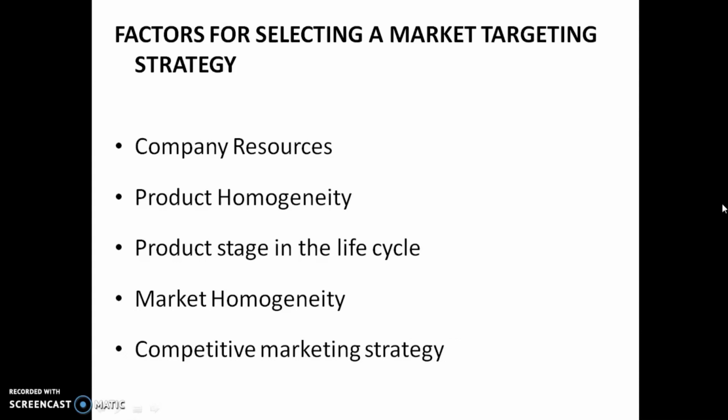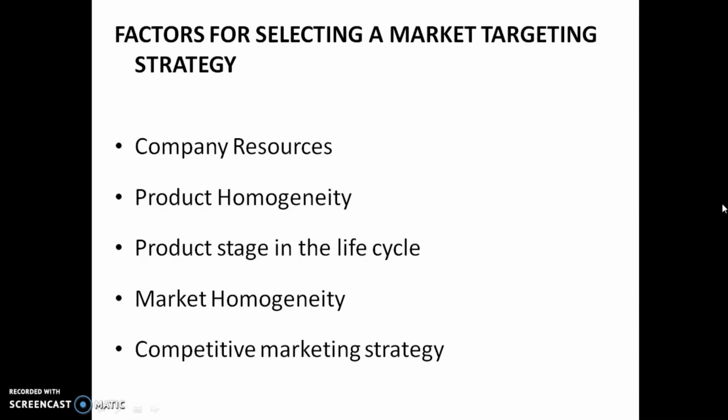And last but not least, as the product gains its own interest in the customer's mind, they will be planning for a differentiated marketing strategy. So this is the third factor, the product stage in the life cycle. In the life cycle, it has stages like undifferentiated, then concentrated, then differentiated.